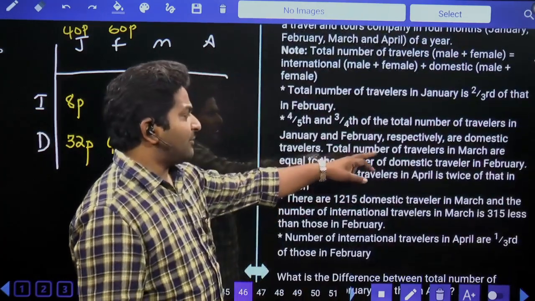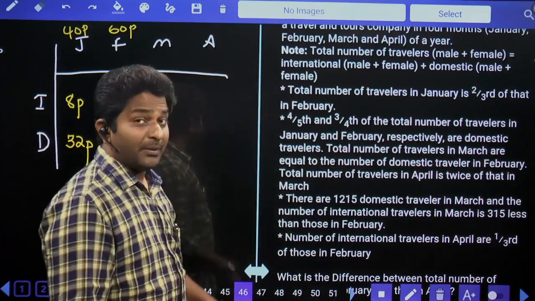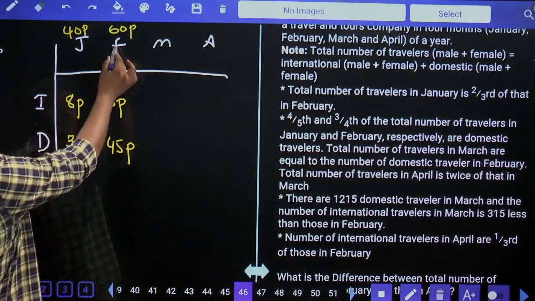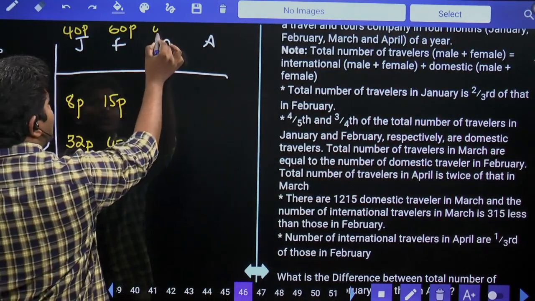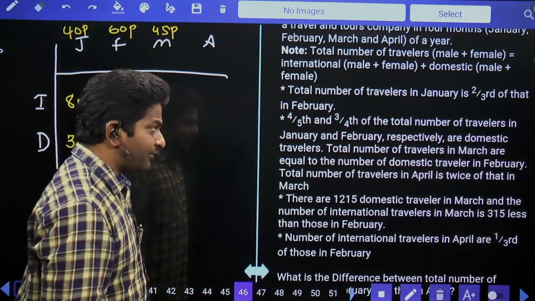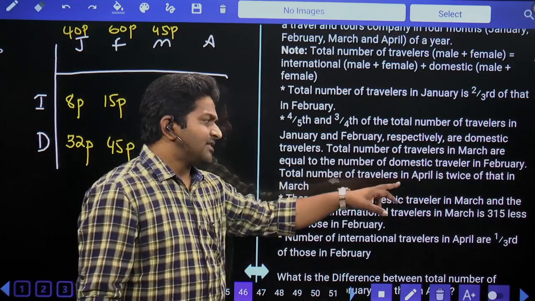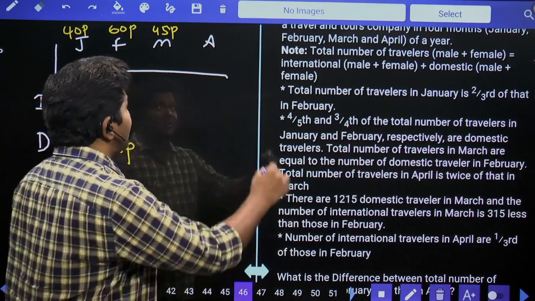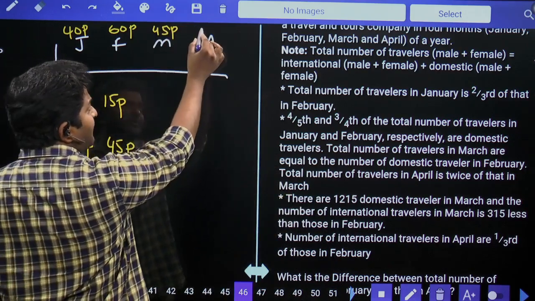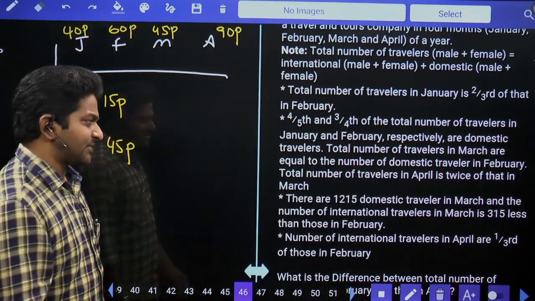Next we have total number of travelers in March are equal to the number of domestic travelers in February. Domestic travelers in February we have 45. So total number of travelers in March is equal to 45 parts. Total number of travelers in April is twice that of March. In March, we have 45 parts. Twice is equal to 90 parts. In April, we are going to have 90 parts.